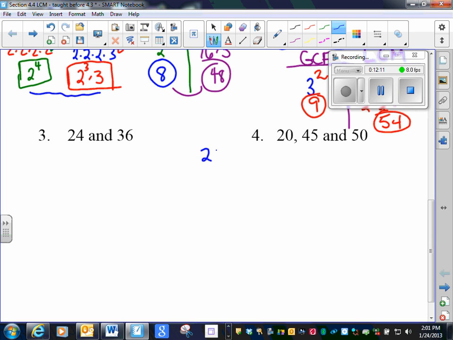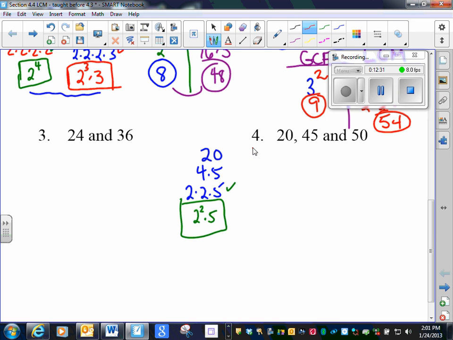So let's start with our prime factorization. 4 times 5, or maybe you start with 2 times 10. 2 times 2 times 5. I'm going to prove it. 2 times 5 is 10, doubled is 20. Yep. And I'm going to write it in exponential form, and I'm going to box it.